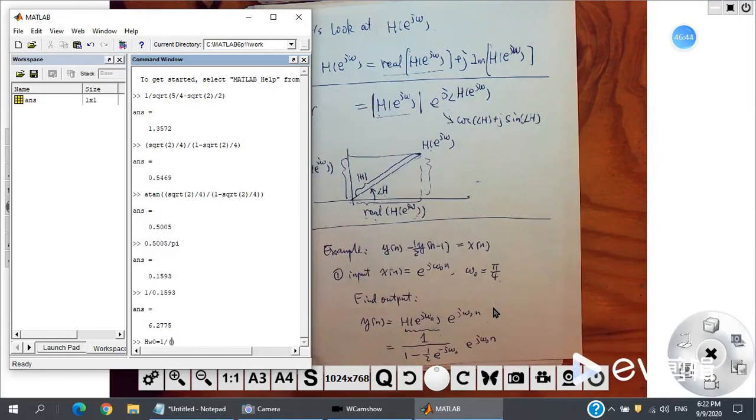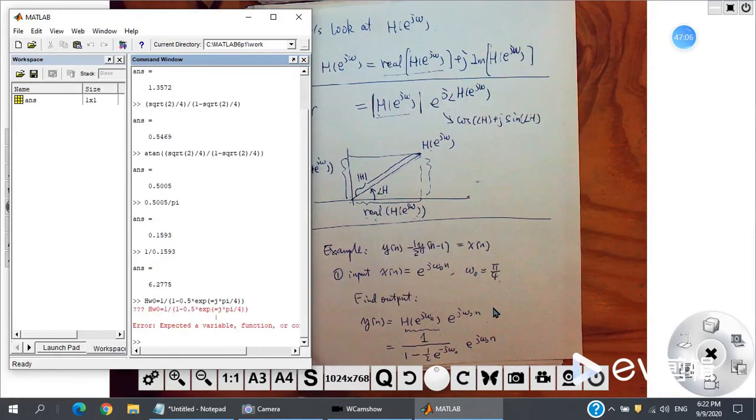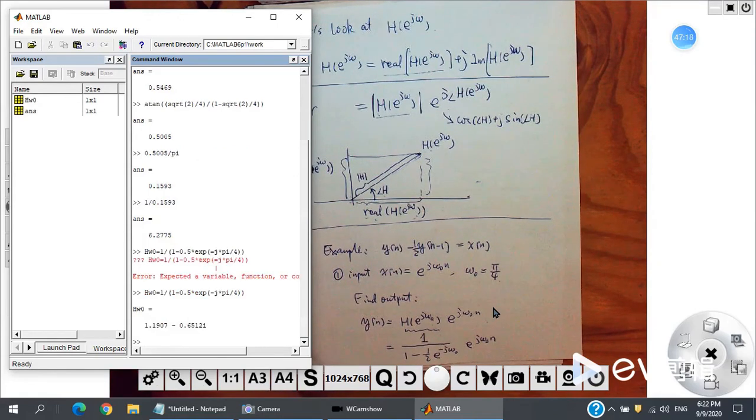There will be 1 over 1 minus half times that exponential power, inside is a negative j times omega 0. Omega 0 is pi over 4. Oh, it's a minus, but yeah, this one. Okay, I get this one.